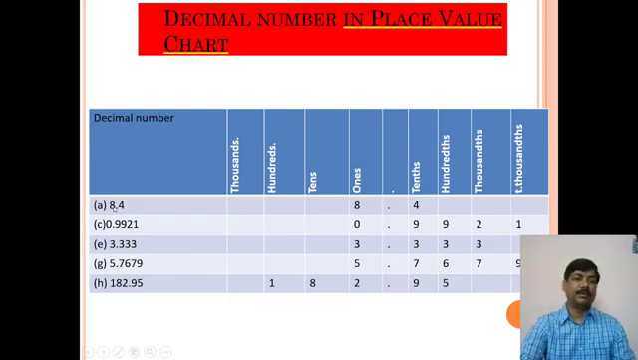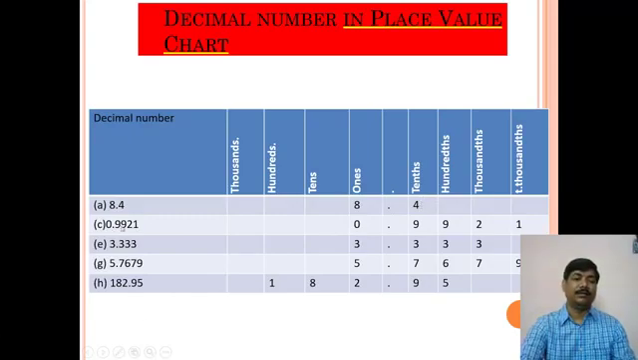So 8 is at this place. The first place before the point is known as the ones place. So 8 is the ones, and 8 will be written at the ones place. And 4, just after the decimal, will be at the tenths place. The first place is the tenths, so we will write it in the tenths place. 4 is written here, in the tenths place.